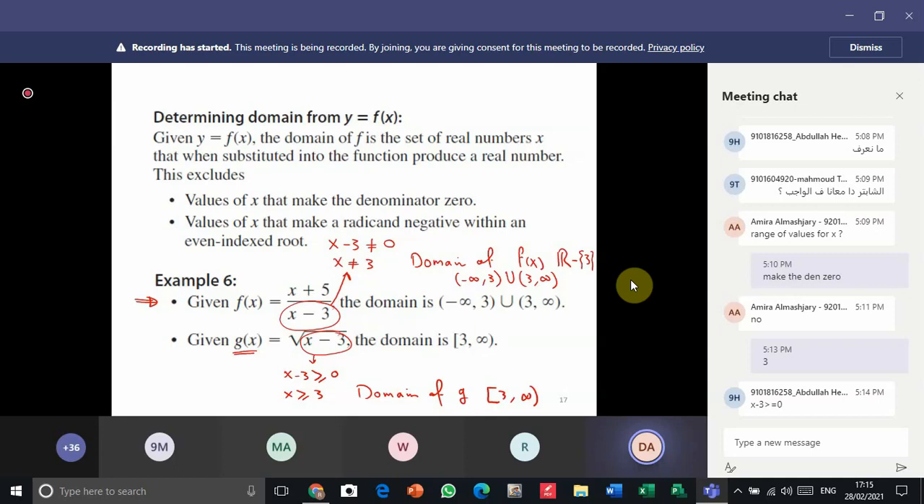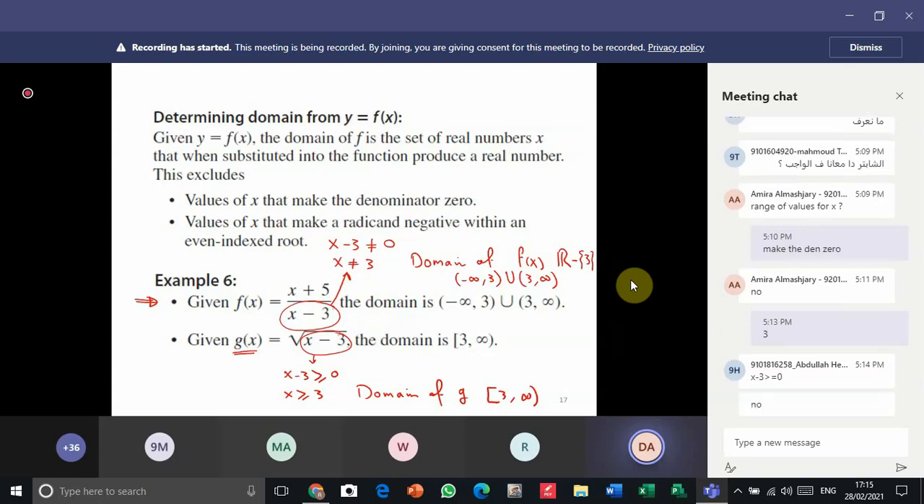Okay, any question? So for the domain, if we have a fraction, the denominator must be not equal 0. If we have a radical, the inside of the radical must not be negative, it must be greater than or equal to 0.